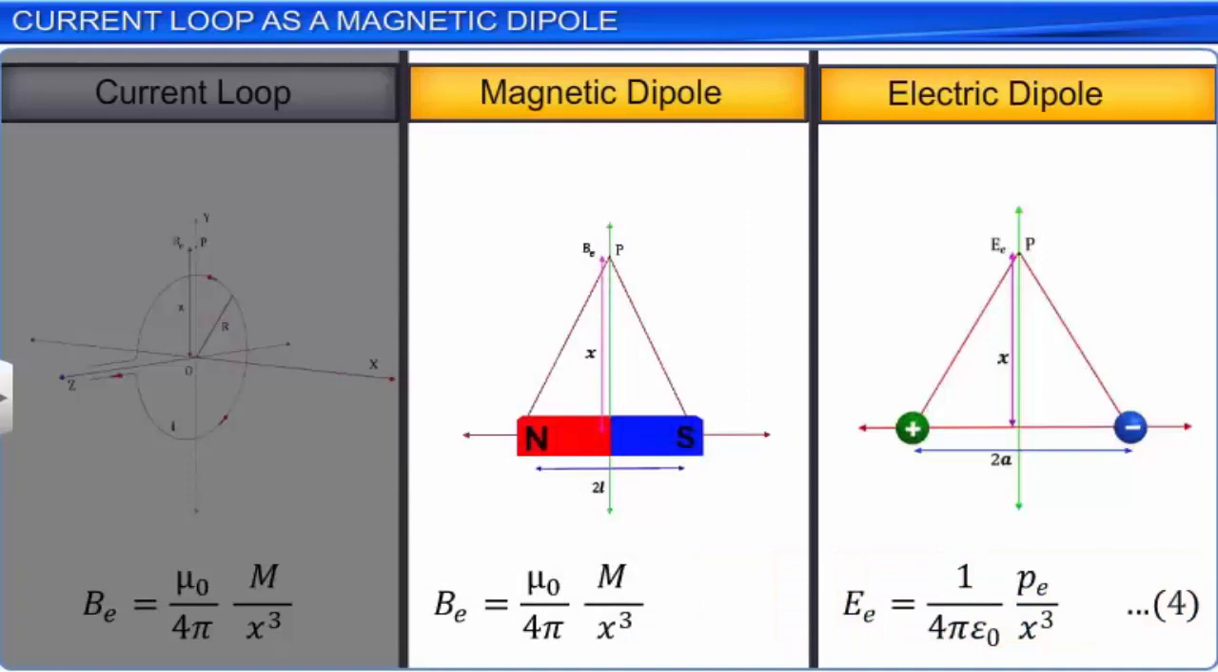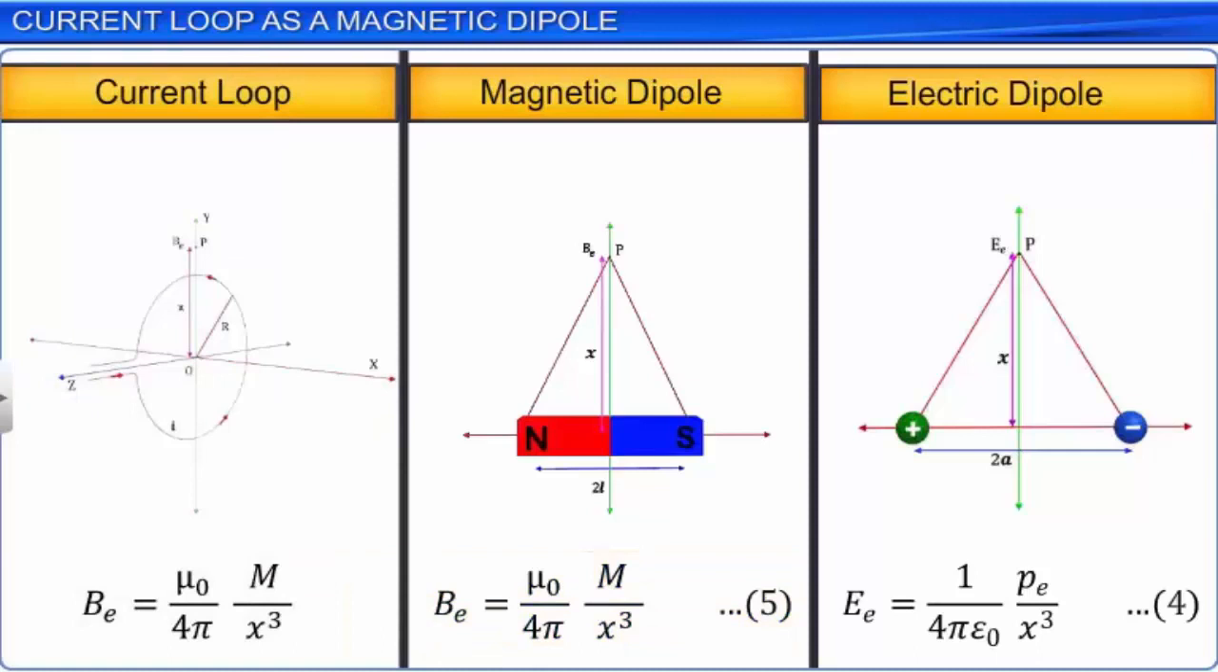Similarly, in case of a magnetic dipole, the magnetic induction at a point on the equatorial line, at a distance x from the center of the magnetic dipole, is BE is equal to mu naught by 4 pi into M by x cube. Let this be equation 5. Here the distance x of the point is much greater than half the length of the magnetic dipole.